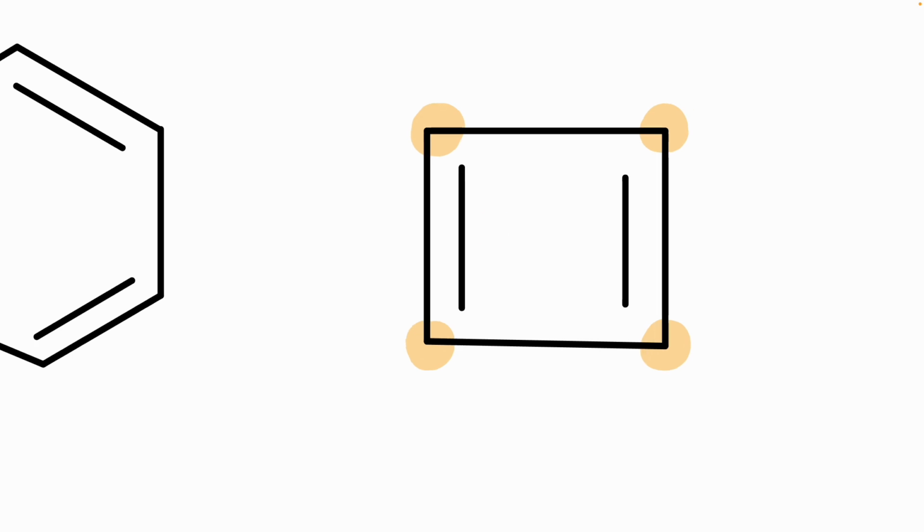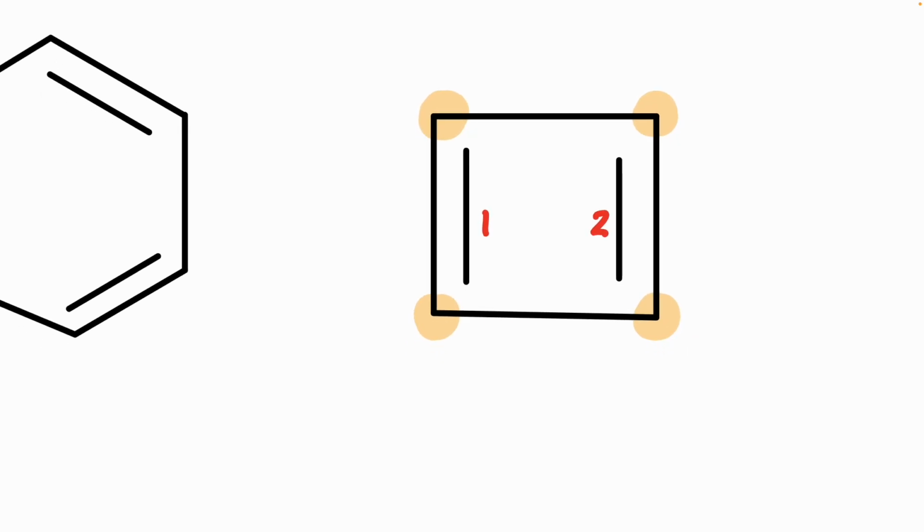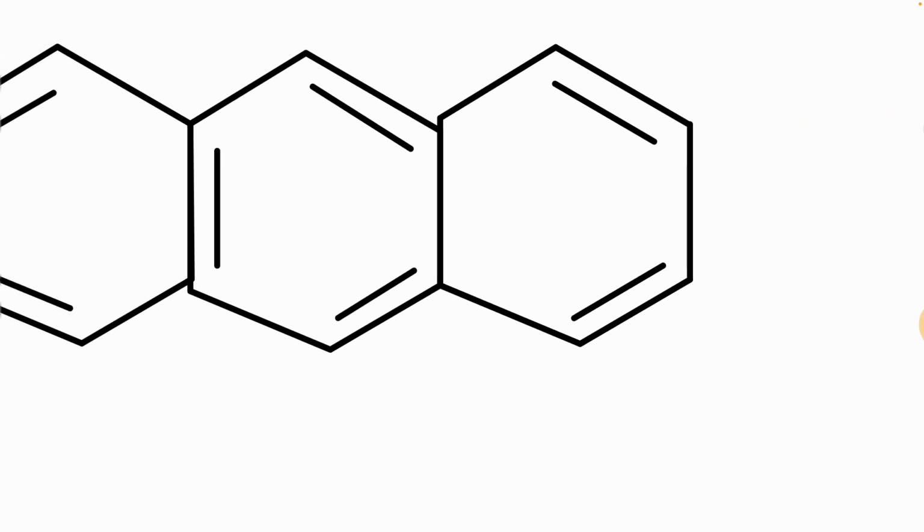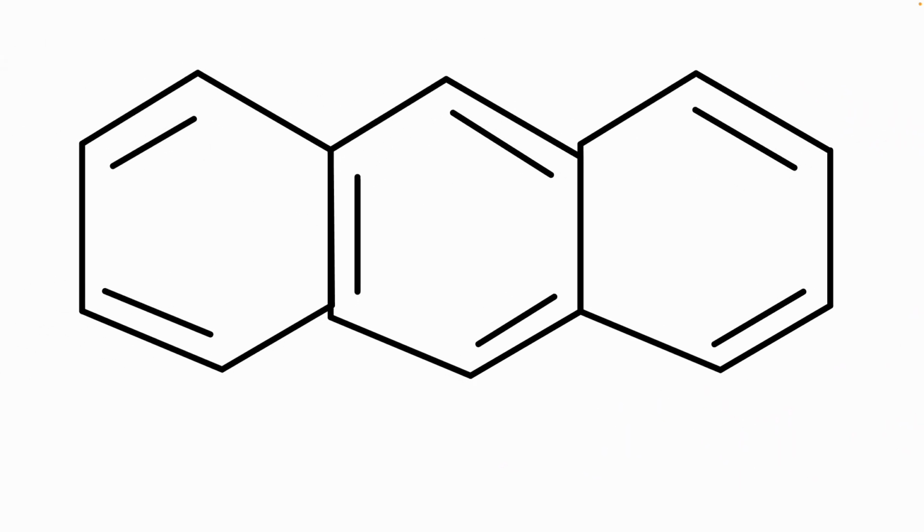Both of these pi bonds here will be delocalized, so that's 1, 2. Do I have an odd number of electron pairs? No, I have an even number of electron pairs, so this satisfies rule 1 but fails rule 2. This is anti-aromatic.